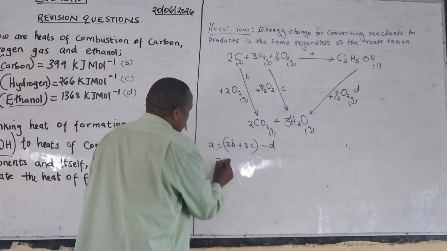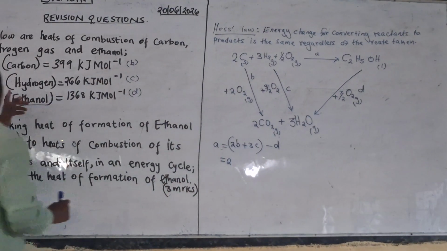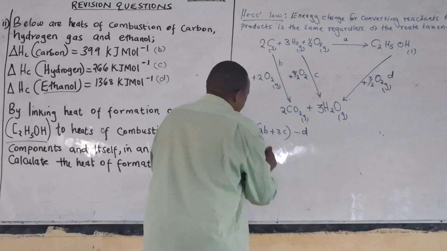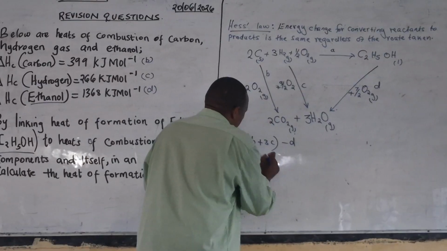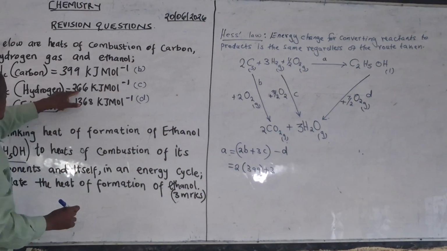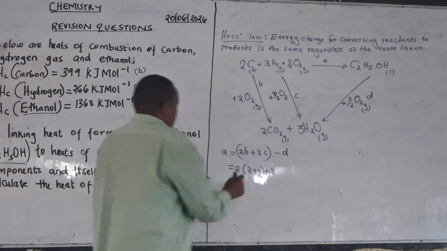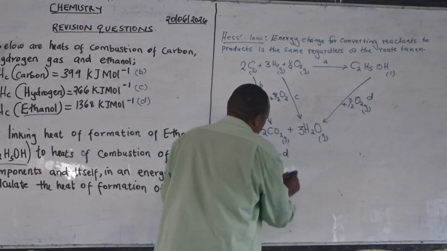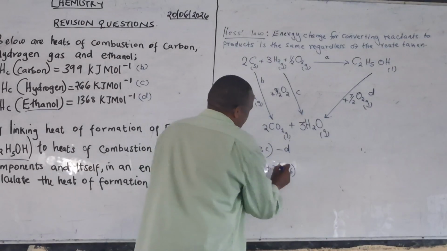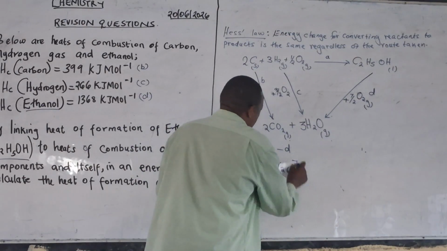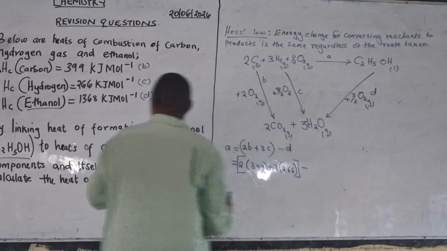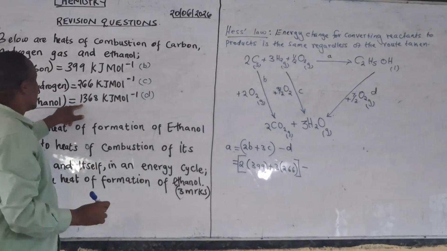It will be 2 times B. What is B here? 399. So it will be 2 times 399. We add 3C. What is 3C? What is C? 266. It is 266, sorry. So 3 times 266. Okay. Now what we get from this, we less D. What is D? That is 68.